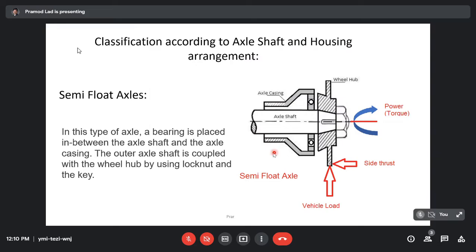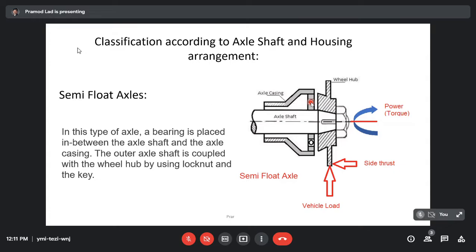So these are the simplified arrangements and simplified diagrams for your understanding. As you can see here, this is the axle shaft which is coming from the central differential gearbox, and to which a wheel hub is attached and it is fixed with the key and the nut. This is the axle casing, and in between the axle shaft and the axle casing a bearing is placed.